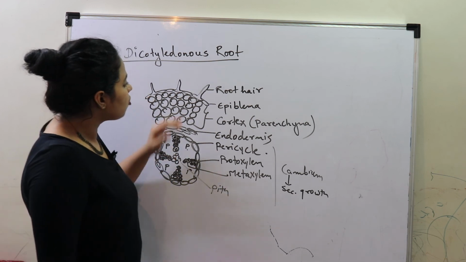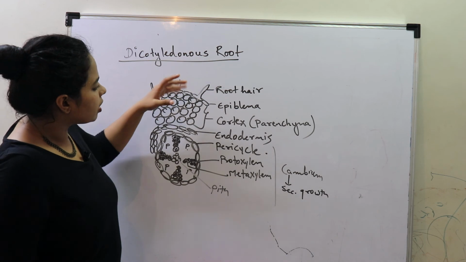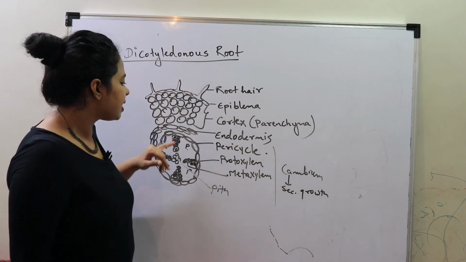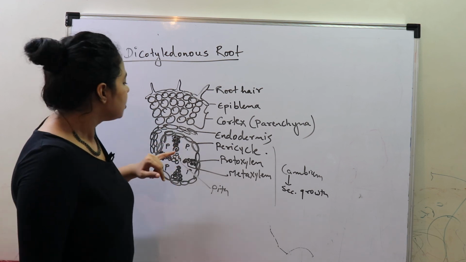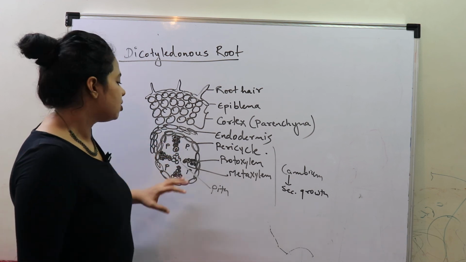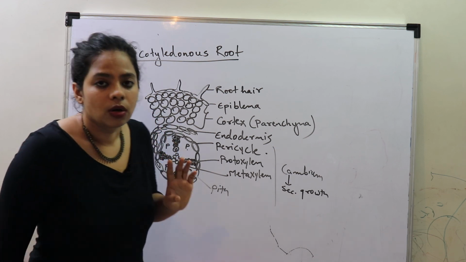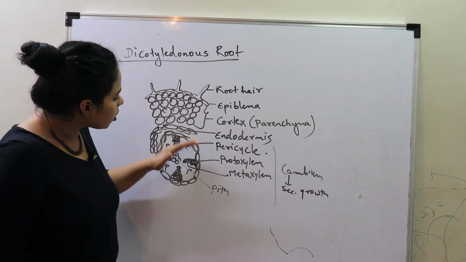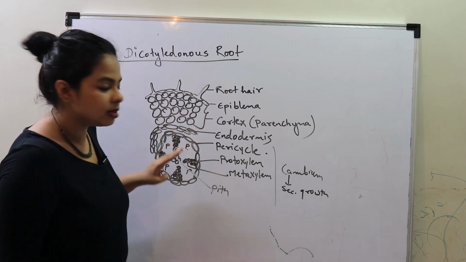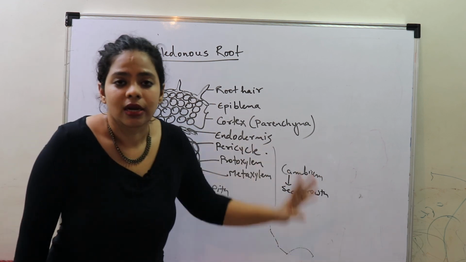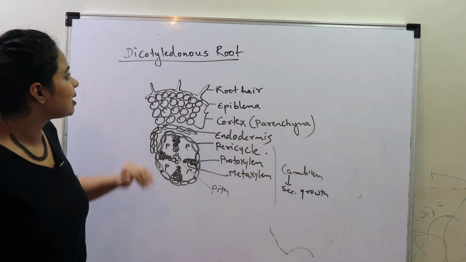So you have epiblema with root hair, cortex that is made up of parenchyma, endodermis, then you have pericycle, you have xylem and phloem, then you have conjunctive tissue, then in the center you have pith, which is smaller as compared to monocot roots. In dicot roots you have 4 bundles of xylem and 4 bundles of phloem, and cambium develops later on. I hope all these points are clear.